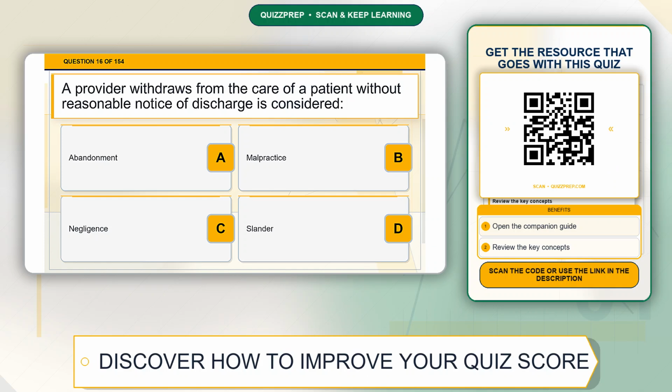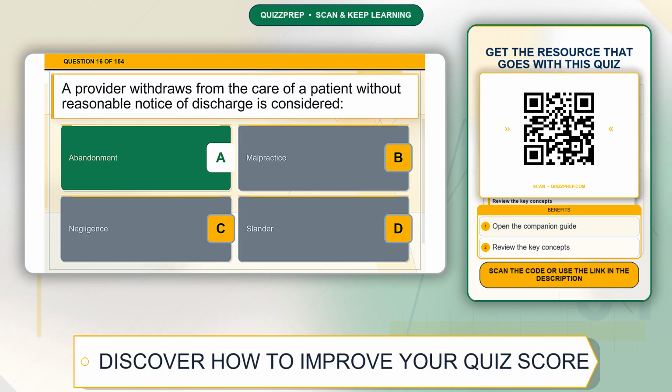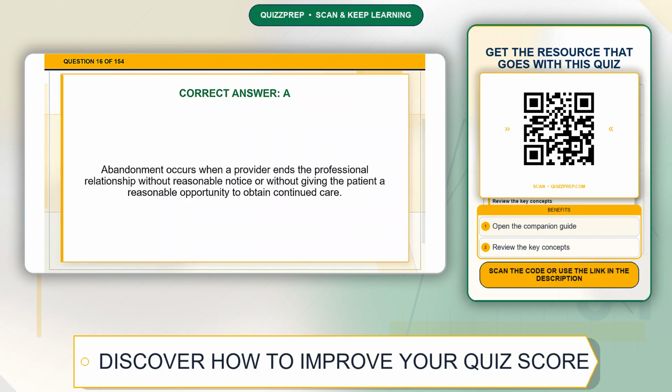Question 16. A provider who withdraws from the care of a patient without reasonable notice of discharge is considered: Option A, abandonment. Option B, malpractice. Option C, negligence. Option D, slander. The correct answer is option A, abandonment. Explanation. Abandonment occurs when a provider ends the professional relationship without reasonable notice or without giving the patient a reasonable opportunity to obtain continued care.